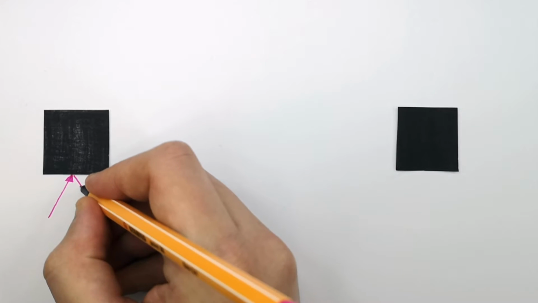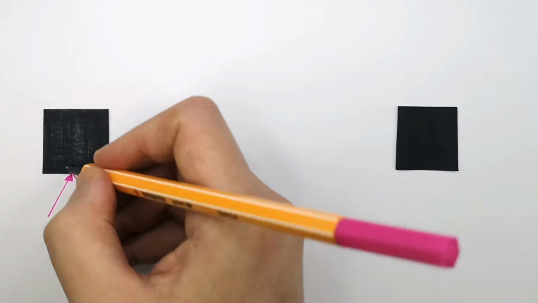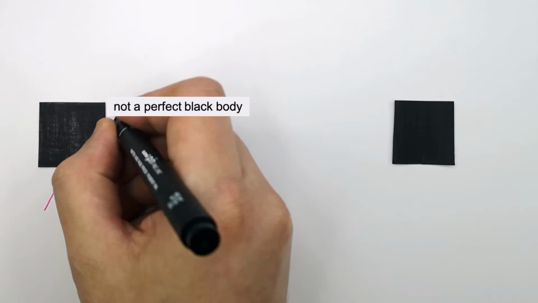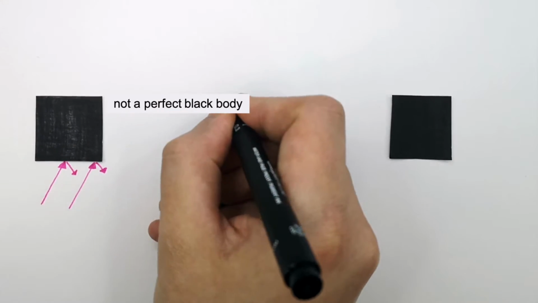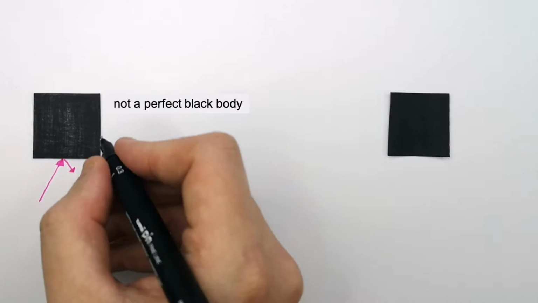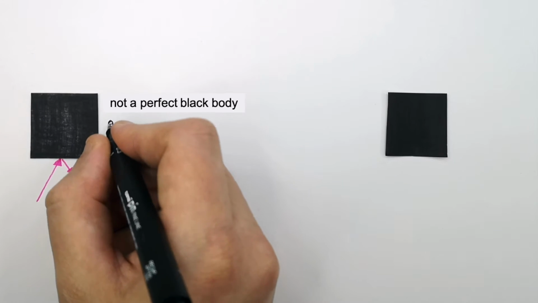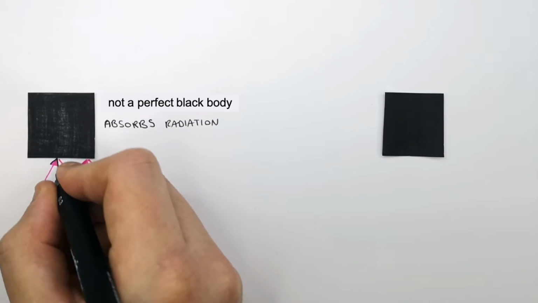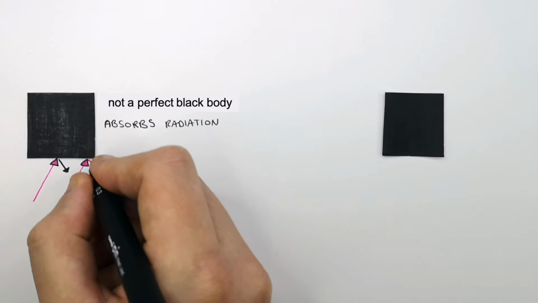But it will also reflect some radiation back to the surroundings. So this here is an object that is not a perfect black body. So it's a really good absorber of radiation because it's black in color, but it does reflect some radiation.